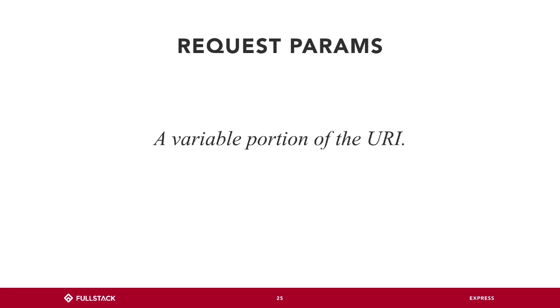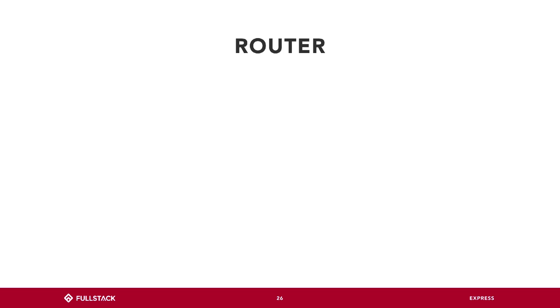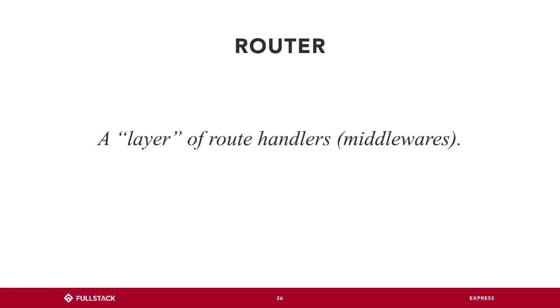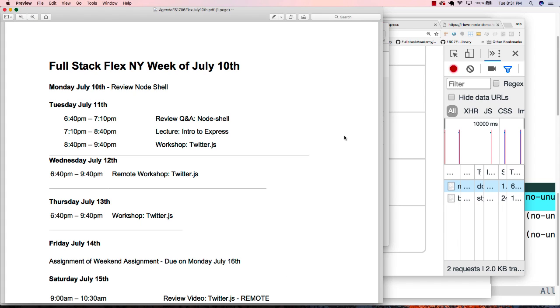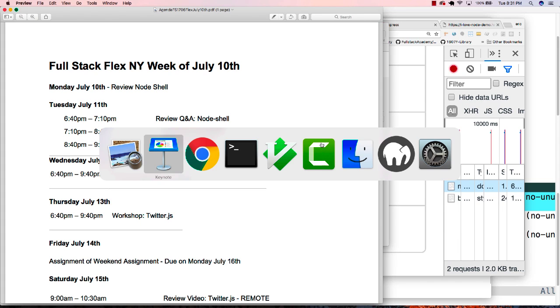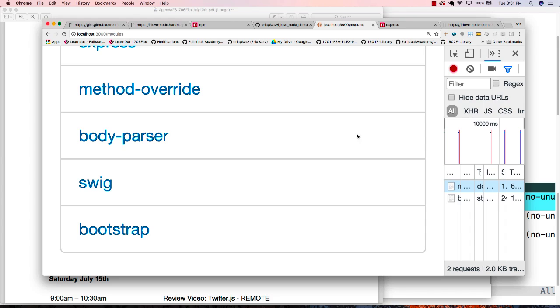Request params are a variable portion of the URL. A router is a layer that ends up handling middlewares, and these are all things that you ended up seeing in the demo. I know that people had a couple of questions, and we've got a couple of minutes. So go ahead. Wasif, right? Yep. Okay.